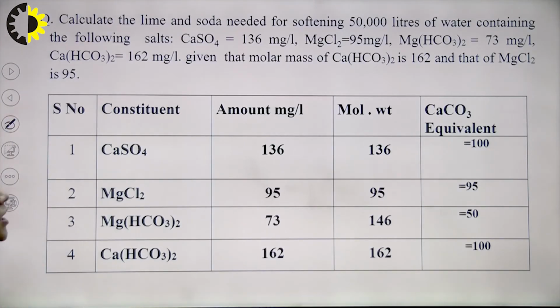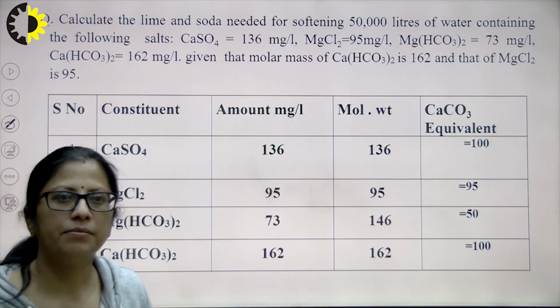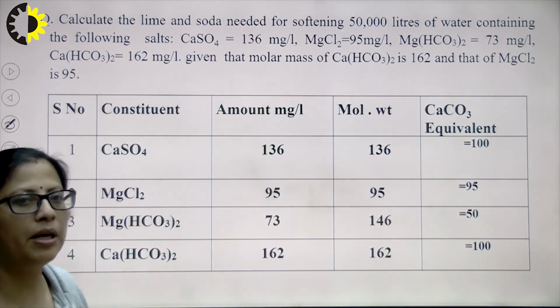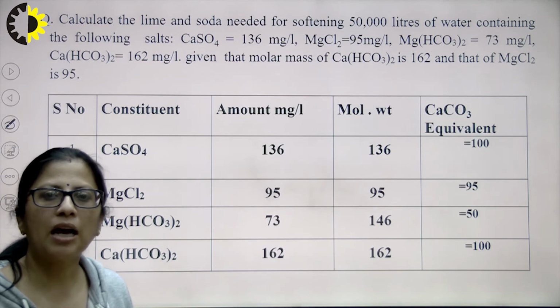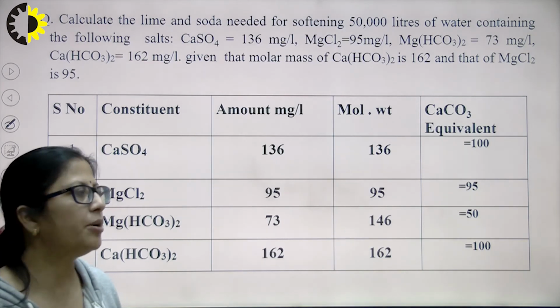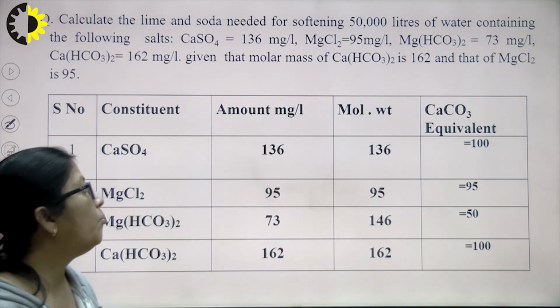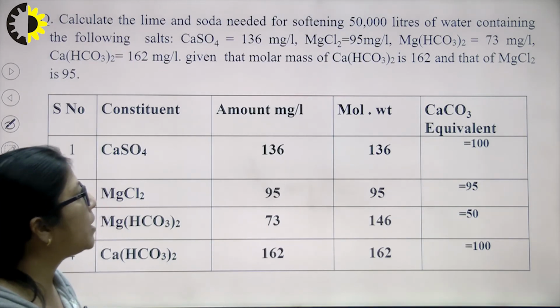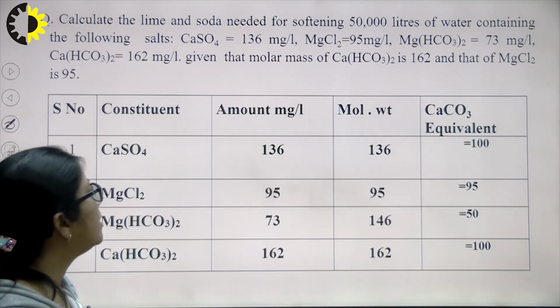Now, here I have taken one numerical. Calculate the lime and soda needed for softening 50,000 liters of water containing calcium sulfate 136 milligram per liter, magnesium chloride 95, magnesium bicarbonate 73, calcium bicarbonate 162. The molar mass of calcium bicarbonate is given as 162 and that of magnesium chloride is 95.